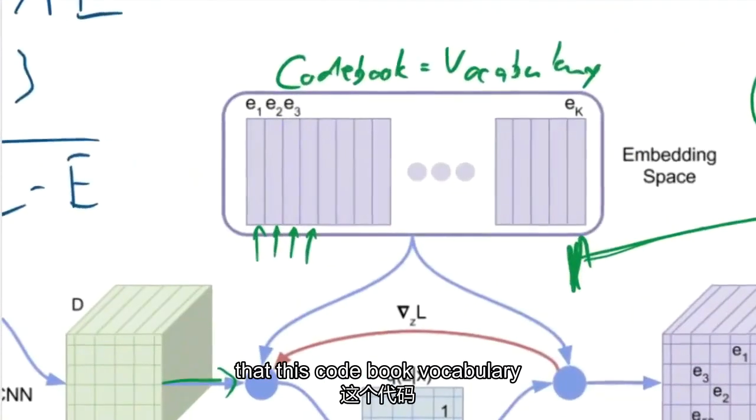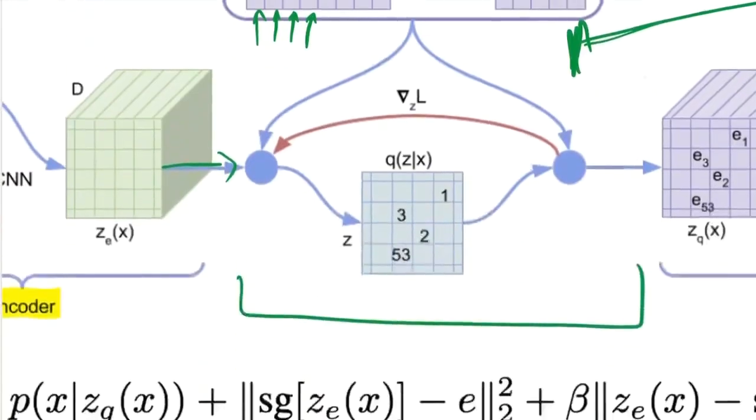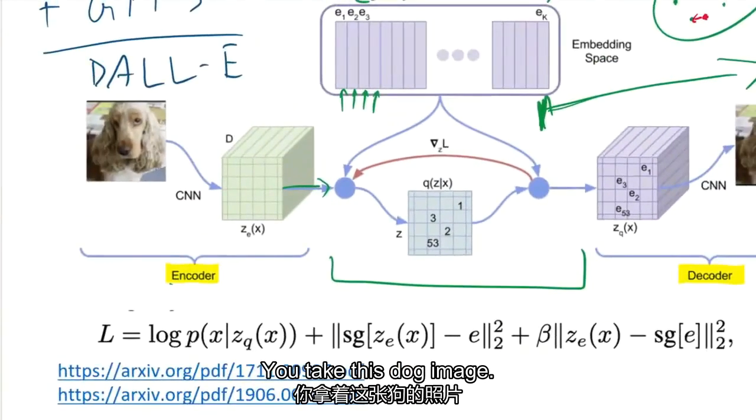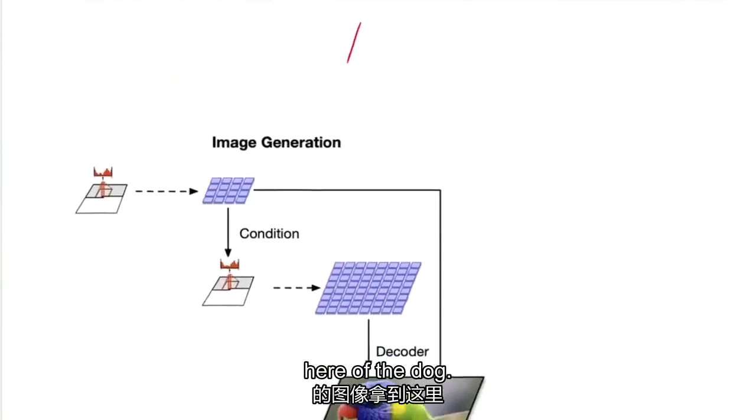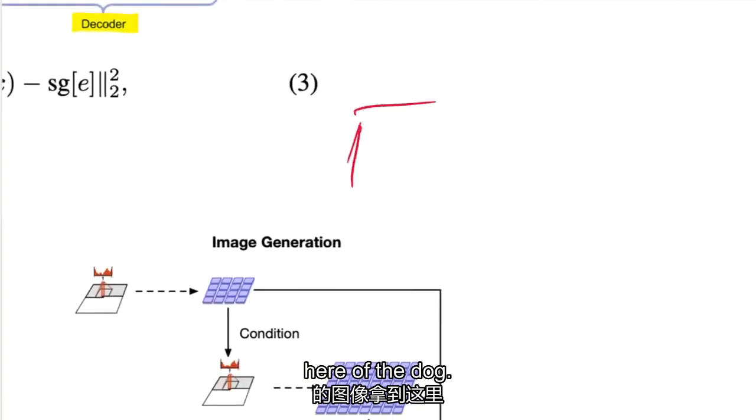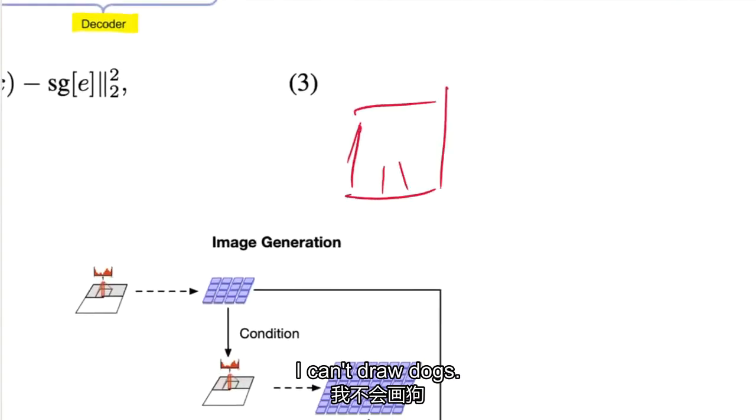So imagine that this codebook vocabulary is sort of like a vocabulary of image descriptions. What you do with an image, you take this dog image. I'm going to have to draw this myself. You take the image here of the dog. I can't draw dogs. I'm very good at cats, though.